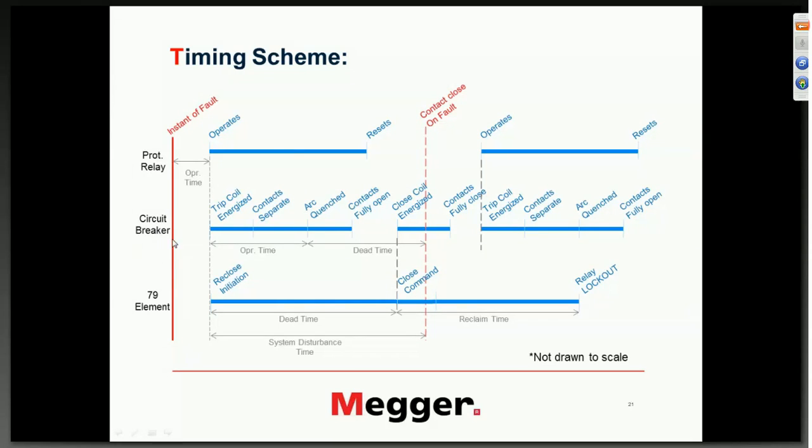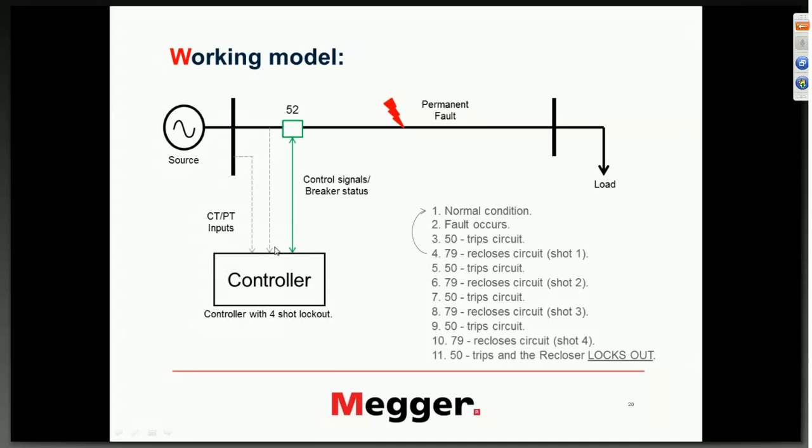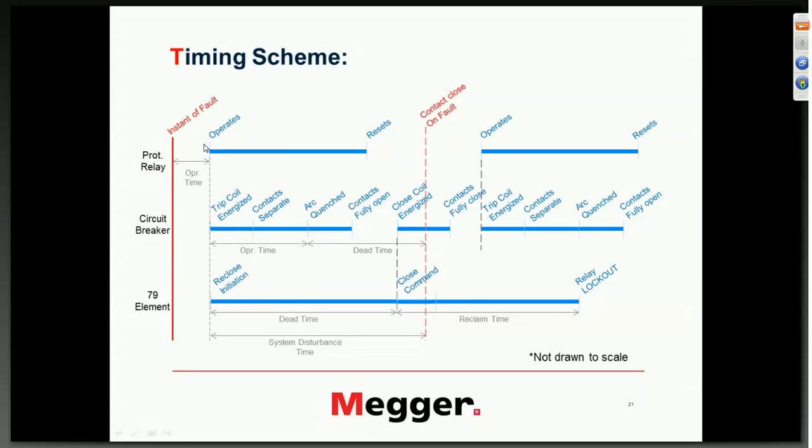Meantime, what is happening in the circuit breaker? Once the relay operates, or the controller, in other words, the controller is going to send a trip signal to the auxiliary circuit here, to the circuit breaker. So once it receives that trip signal, the trip coil is energized, and the contacts are separated, or opened, in other words. It takes its own time to open the contact.